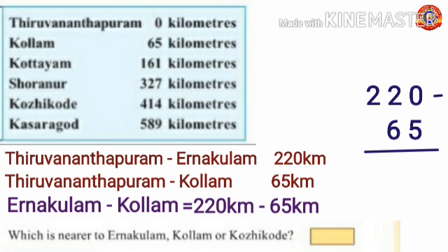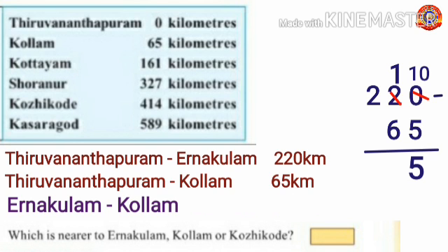220 minus 65. We can't subtract 5 from 0, so borrow 1 from 2. 0 becomes 10 and 2 becomes 1. 10 minus 5, 5. Here again, we can't subtract 6 from 1. So, we have to borrow 1 from 2. 1 becomes 11 and this 2 becomes 1. 11 minus 6, 5. And 1 is here. 155. Therefore, the distance from Ernakulam to Kollam is 155 km.